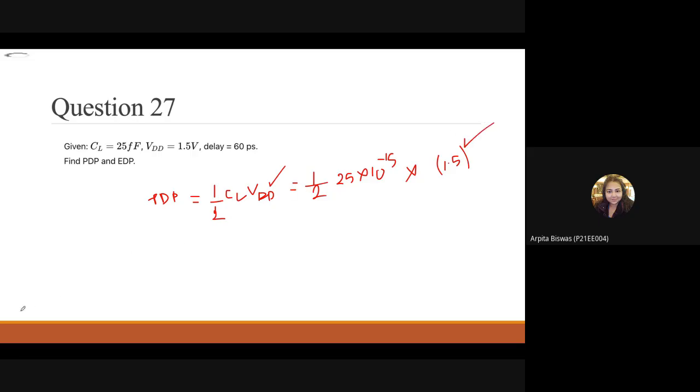And how to find out this EDP? EDP equal to PDP into TP. And how to calculate this TP? TP is given, which is 60, right? Just multiply this with this. So then just calculate it. Then we will move towards the next question.